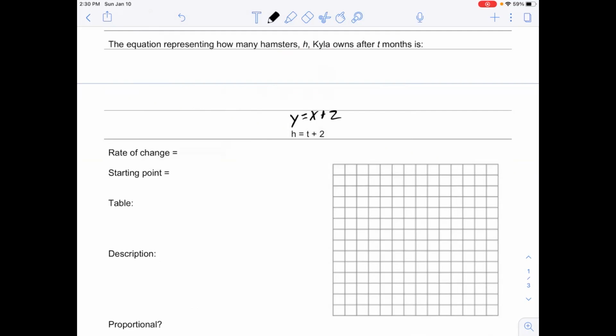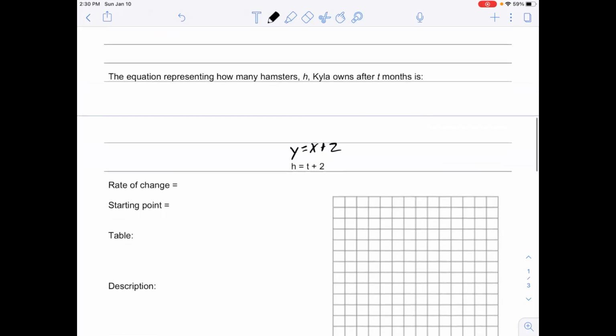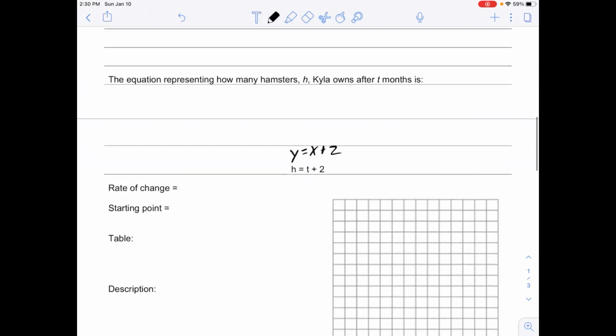The rate of change is how much it changes each time. This is the number being multiplied by the x. Looking at this, I see that there is no number being multiplied by the x or by the t. There's nothing here. That means that my rate of change, how much it's increasing each time, is just 1. My starting point is where we start, whatever's being added. In this case, I see that I have a 2 being added. So my starting point is 2.